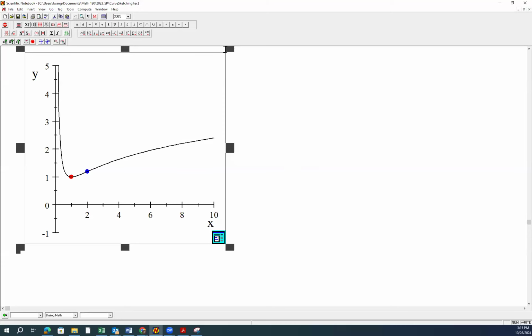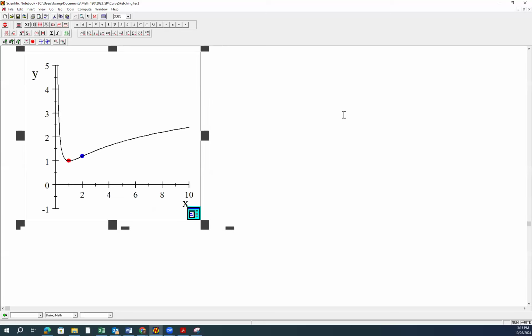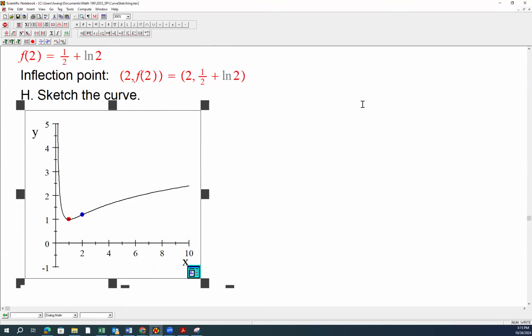All right, I want to conclude this lesson. It's just two examples, one for exponential, the other for logarithm. It involved curve sketching.